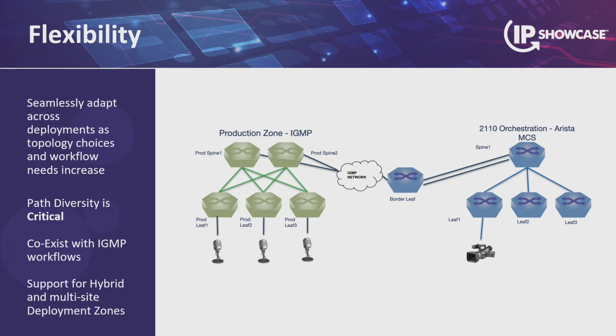Flexibility in orchestration enables the network orchestration layer to adapt across workflows. With orchestration, you can have static multicast routing and dynamic protocols coexist in the same network, and it can also enable us to communicate between zones. Some of the customers would like to control the production zone with IGMP and the orchestration zone with a network controller. In such cases, the orchestration solution should be able to enable a seamless flow of traffic between both of the zones.